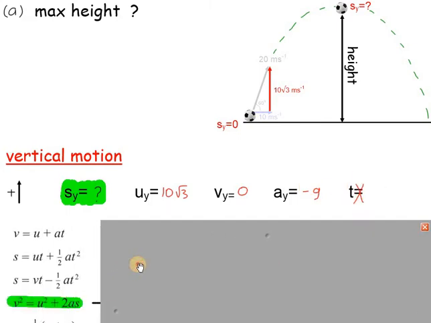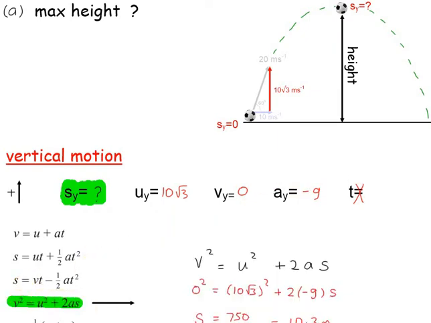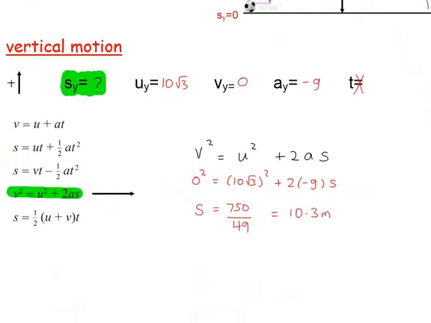So from the suvat formulae, the one without t is this, v squared equals u squared plus 2as. We substitute the values in and solve. So the maximum height is 10.3 meters. You'll see the use of the subscript notation here, but when using the suvat formulae, it's no longer necessary at this stage, but definitely use the subscript notation here to prevent any confusion.